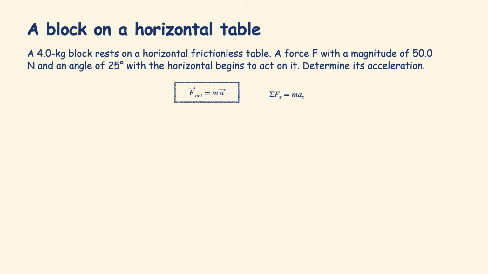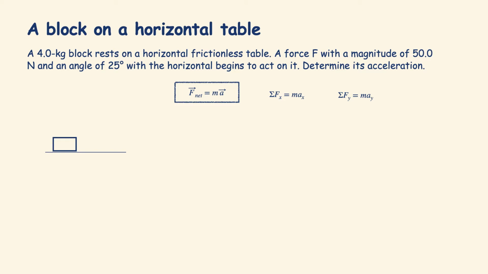We always write this equation for the components when we get to the solution of the problem. So we're going to have the sum of x components of all the forces has to be equal to the mass times the x component of the acceleration. And the sum of the y components of all the forces has to be equal to the mass times the y component of the acceleration. So let's see what we have.